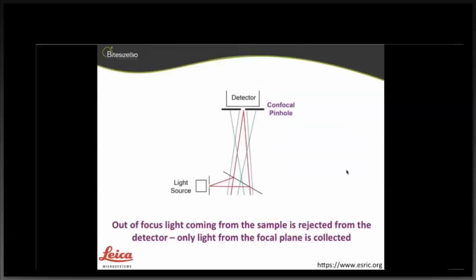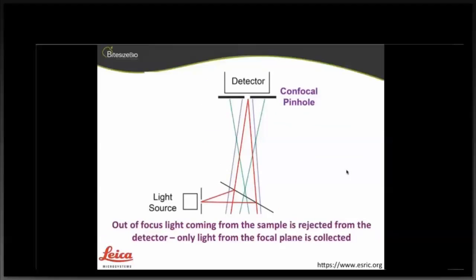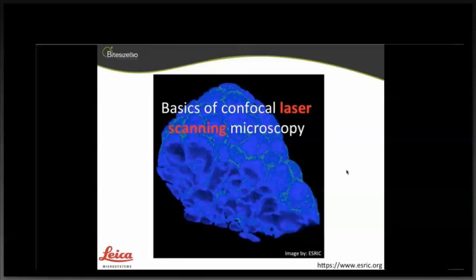And then we have the pinhole. So this is the slit that goes in front of the detector, and it only allows in-focus light to be detected. So the majority of out of focus light is going to be rejected, and it's not included in your final image. Okay, so now going on to the laser scanning part.